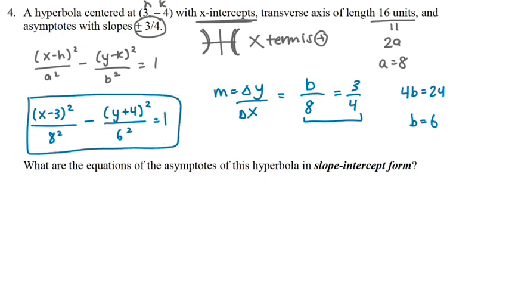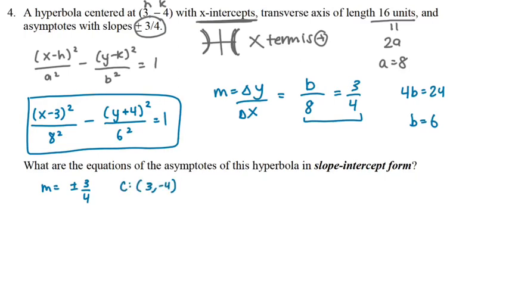Very last thing then: what are the equations of the asymptotes of this hyperbola in slope-intercept form? That's really important if I'm grading your homework. If you don't have it in the right form, you're not going to get the full points for that. We are told two things: the slopes are plus and minus 3/4. We also know that they go through the center, and the center is (3, -4).